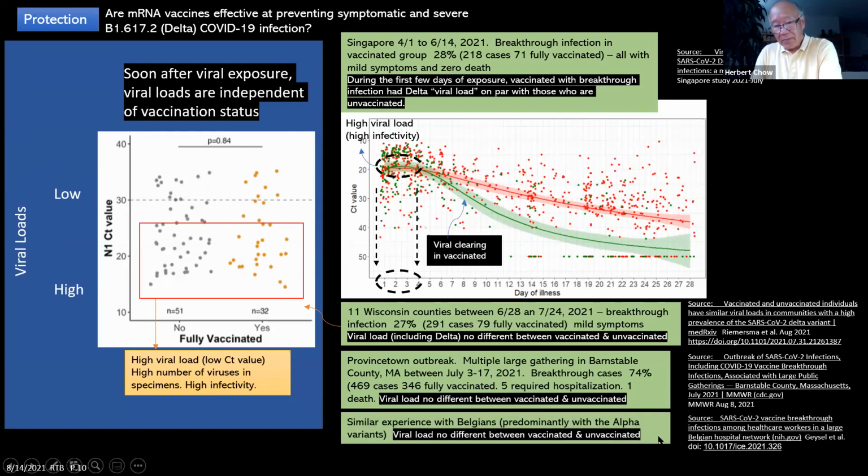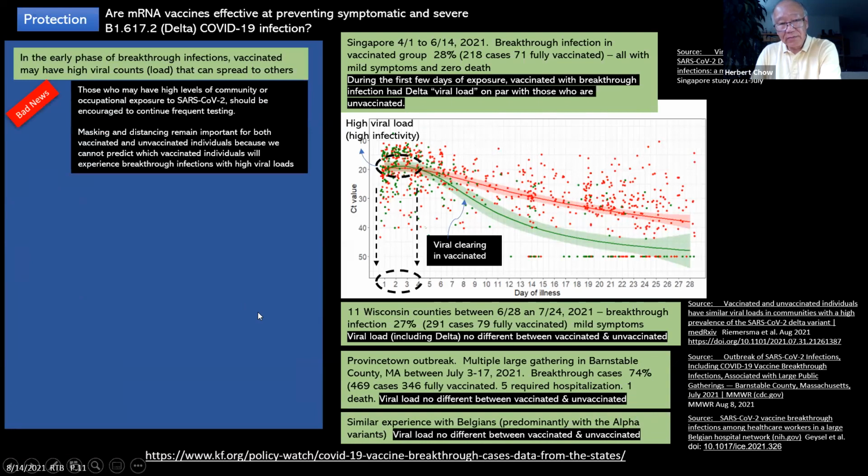So let me not belabor on it. And this is the European data showing you the same thing. So the implication here is huge. So during the early phase of breakthrough infections, the vaccinated individual may have very high virus count that can spread to others, right? So it's really not good.